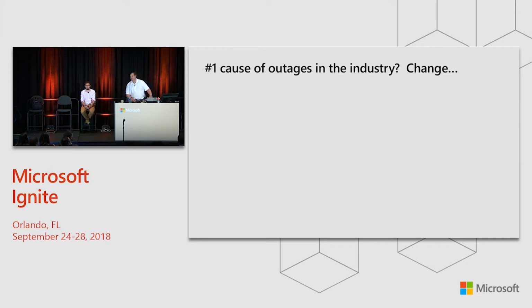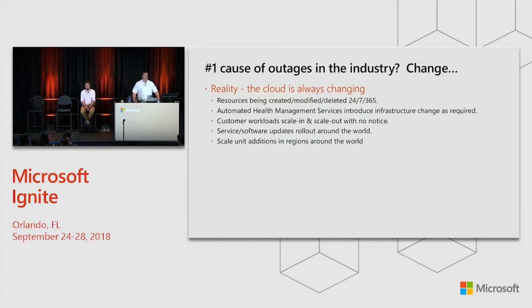Number one cause of outages in our industry is change, right? That's one of those unexpected things that is sort of expected in the cloud, because what is true about the cloud? The reality is that it's always changing. Resources are being created, modified, deleted all the time. Automated health management services are introducing infrastructure changes where a server says, hey, I have a bad NIC, I have a bad disk, so I need to eject it from the platform and evacuate all the VMs or workloads that are on it. That happens without notice a lot of times. Now, we're making a lot of improvements there, but that's a change that happens in the environment without choice.